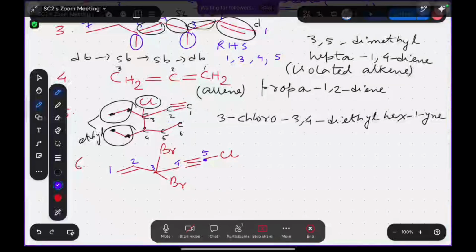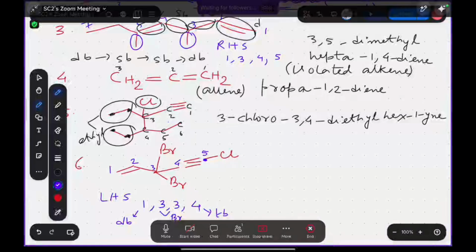That means from the left hand side, the locants are: 1 position, double bond; 3 position, 2 bromine atoms, so 3, 3; and 4th position, we are having the triple bond. At the first position, we are having the double bond. At the 3 and 3 position, we are having the bromine atoms. And at the 4th position, we are having the triple bond.